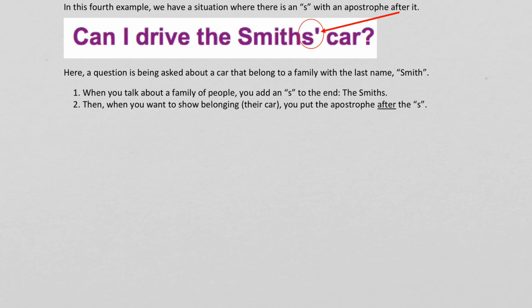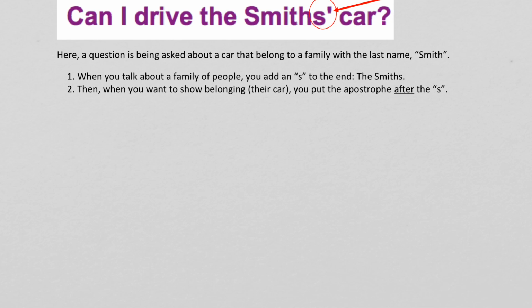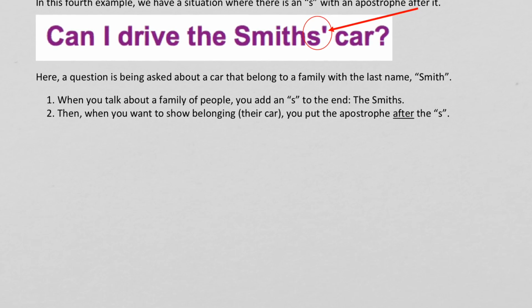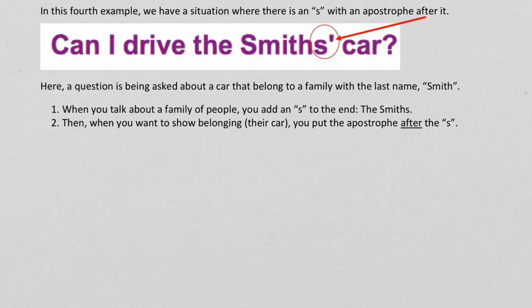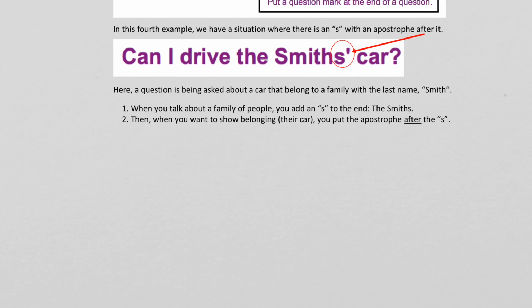Here, a question is being asked about a car that belongs to a family with the last name Smith. When you talk about a family of people, you add an S to the end, the Smiths. And then, when you want to show belonging, that it's their car, the Smith's car, you put the apostrophe after the S. This doesn't happen too often, but it can happen, where you have a word that ends in an S and you need to show possession using that word, and then what you would do there is you would put the apostrophe at the end. You put the apostrophe after the S.